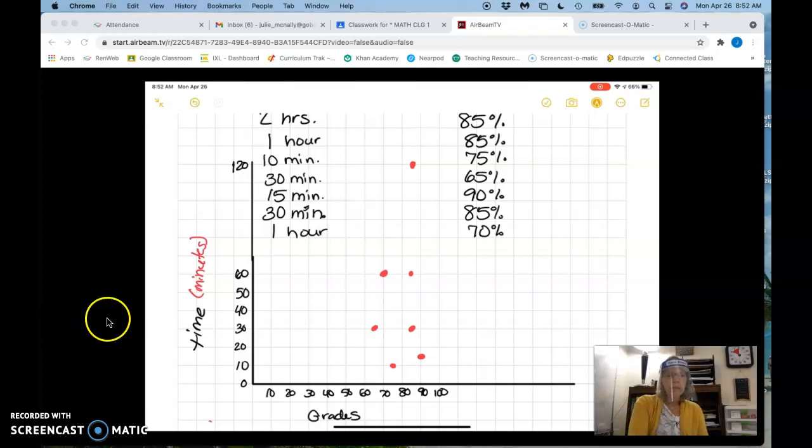Okay, so by looking at our graph, is there any correlation to the time studied and the grade earned? No, there's no correlation in this graph. The data seems to be straight up and down. It all stays in this one little section for grades, but the time is all over the place. So we don't have any correlation with this data.